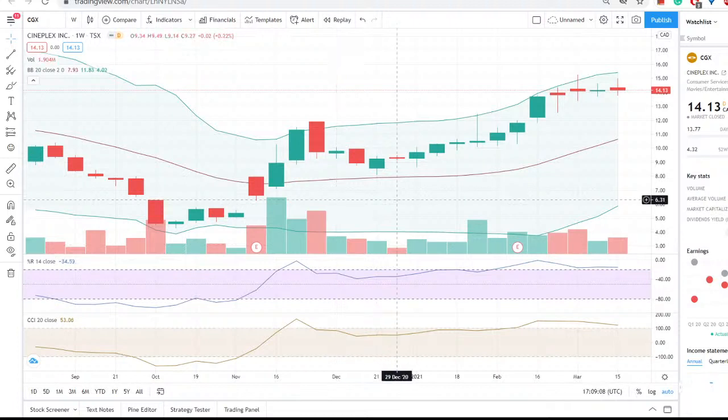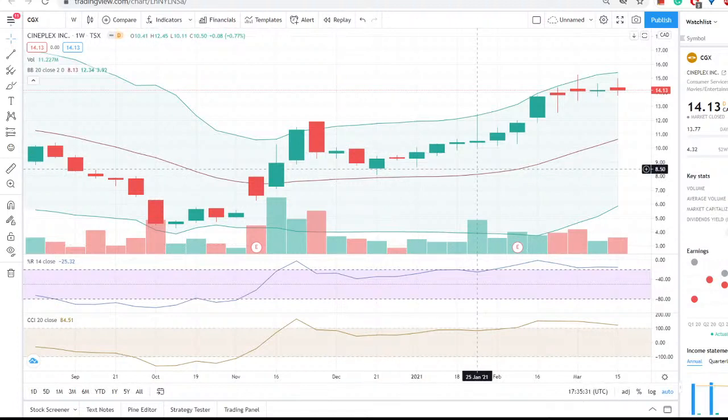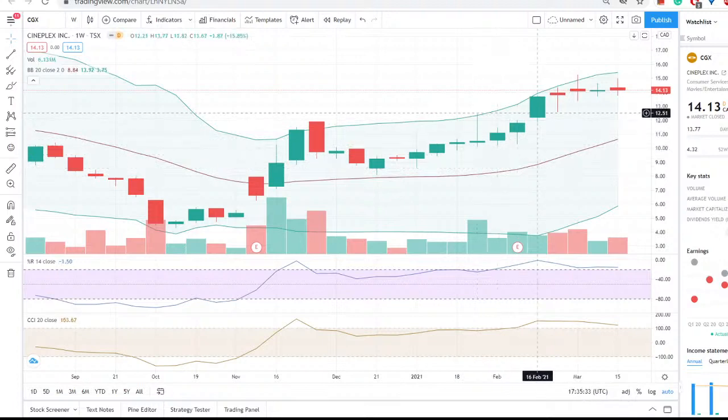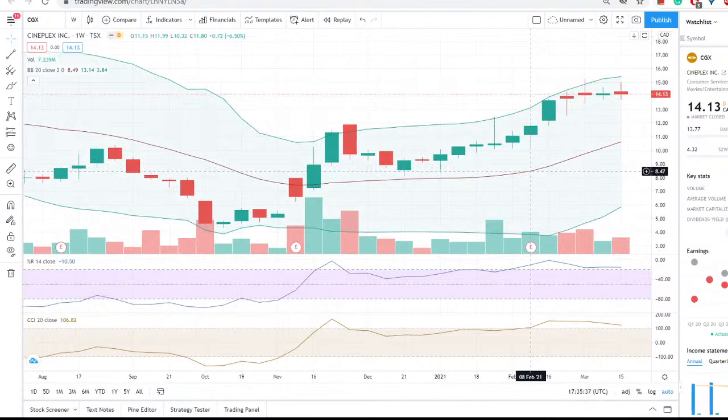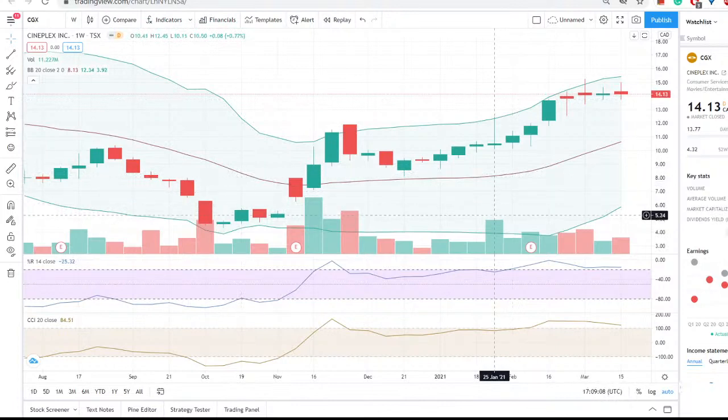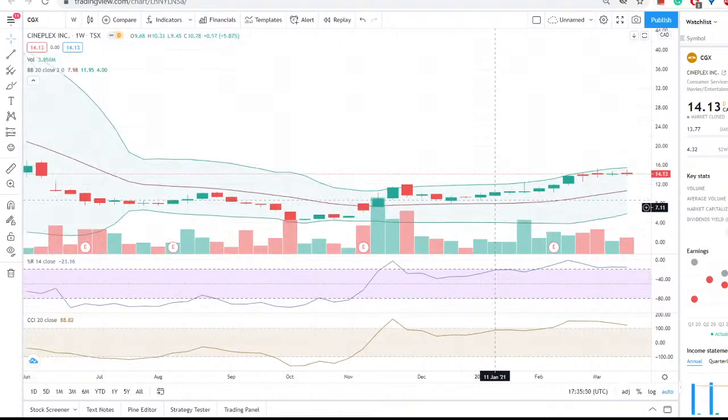I think the entry price would be around 8.5. A strong entry would be 8.5. But a disclaimer here: there's a gap to be filled in between 5 and 6.5, the November second week gap. That gap has to be filled in.